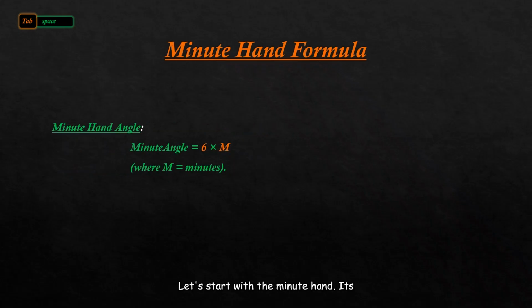Let's start with the minute hand. Its angle from the 12 o'clock position is calculated by multiplying the number of minutes by 6. So the formula is minute angle equals 6 times m.